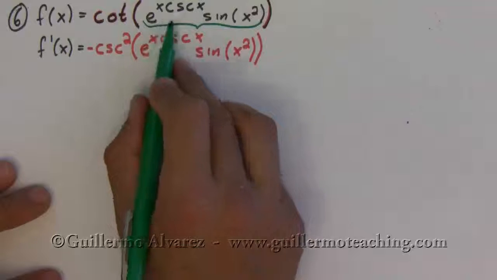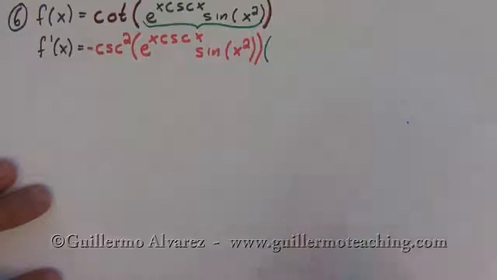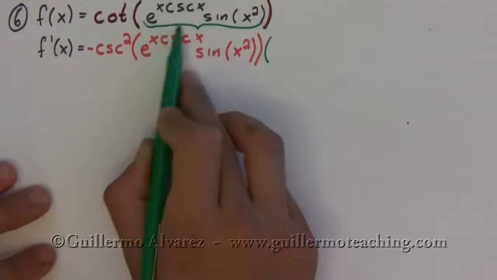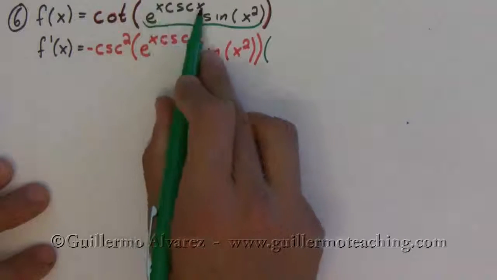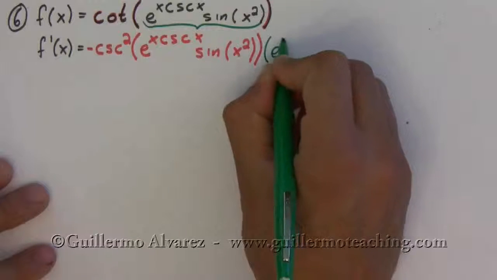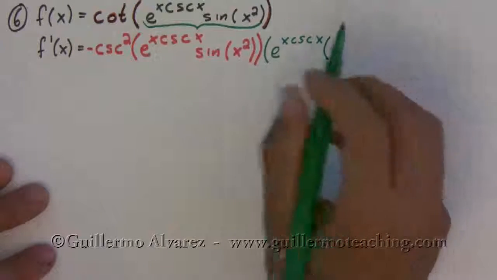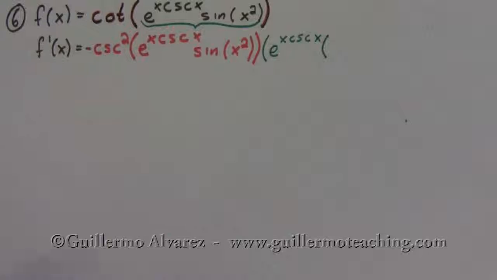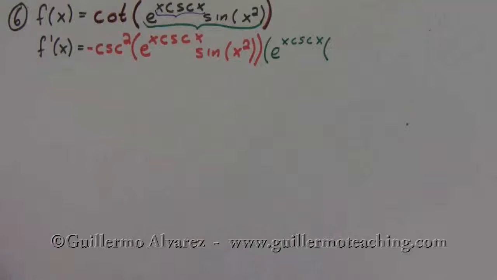And find the derivative of this. Well, since we have a product of e to the x cosecant x times sine of x squared, we have to use the product rule. So here we're going to get the derivative of the first, which in and of itself is a chain rule. So we have the derivative of e to the x cosecant x, so that's itself, times the derivative of its inside, which in and of itself is another product rule.